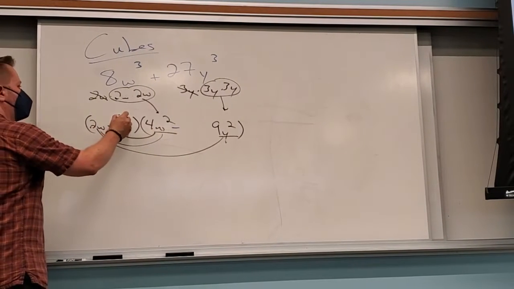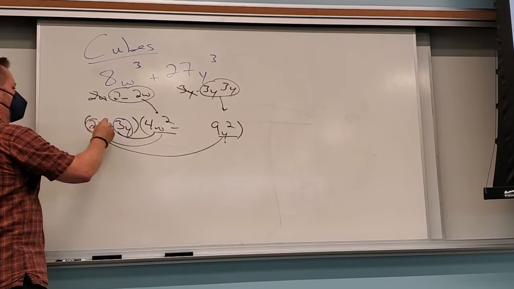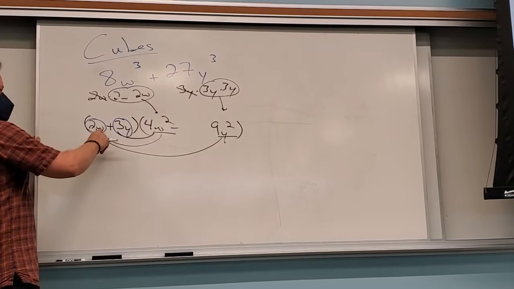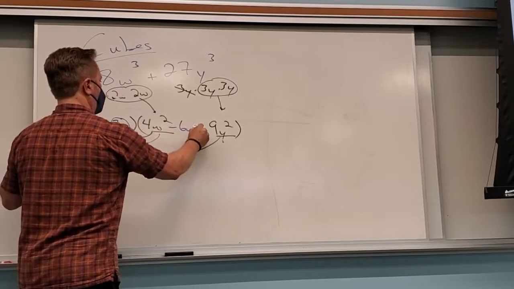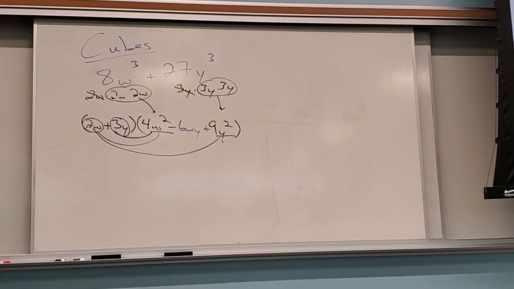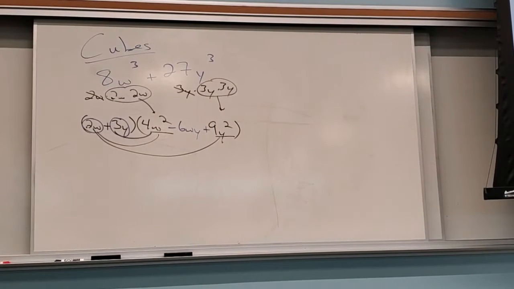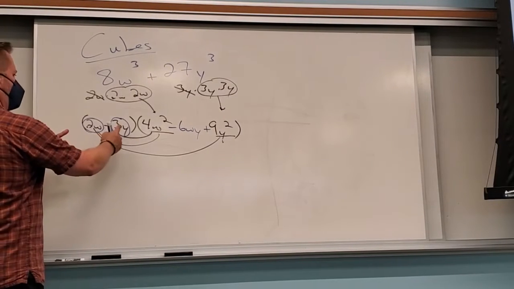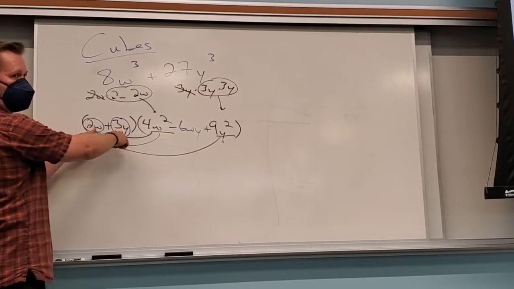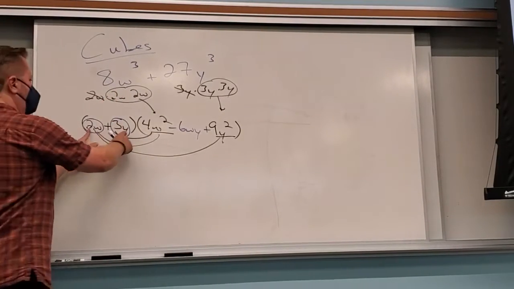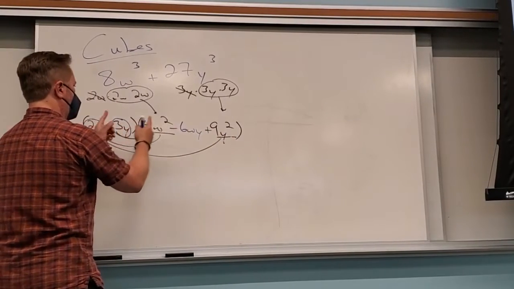And then what works is this times this. 2w times 3y. What's that? 6wy. So the cleaner dude is always the opposite sign of the first sign. And then this times this, whatever they are. So one of each, two of each, product in the middle.